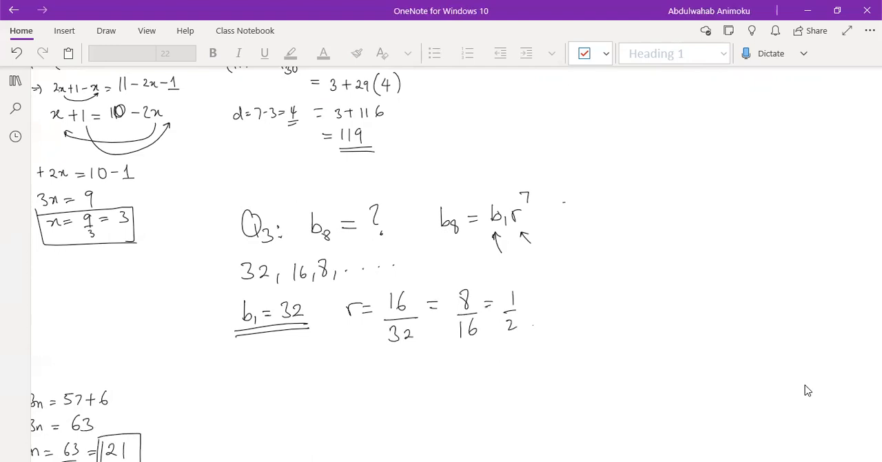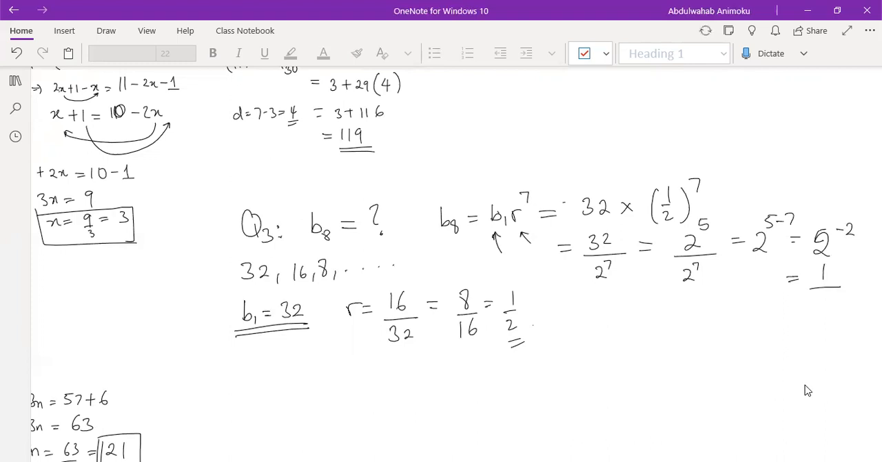Okay, so when you substitute these two variables into B8, that would give us 32 times 1 over 2 raised to the power 7. Now we can simplify this. You can actually find what 2 raised to the power 7 is to simplify this, or you can make 32 as 2 raised to the power 5 over 2 raised to the power 7, which is 2 raised to the power 5 minus 7, which is 2 raised to the power minus 2. And that's the same as 1 over 2 squared, which is 1 over 4, right? So that means B8 is actually 1 over 4 in this problem.